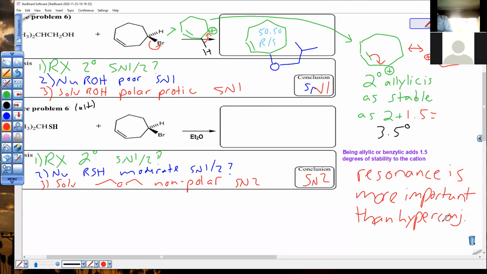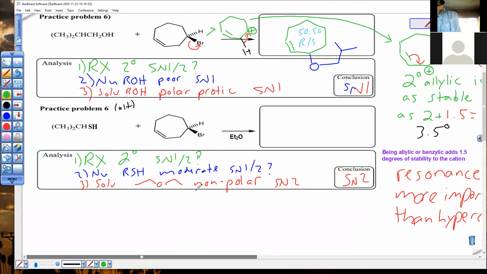Hyperconjugation is actually pseudo-resonance. That's what that means. Conjugation is resonance, but it's not quite resonance, so they threw a hyper in front. The real resonance is even better. So why did it happen? Because we made a more stable cation. Secondary allylic is as stable as 3.5 degrees.